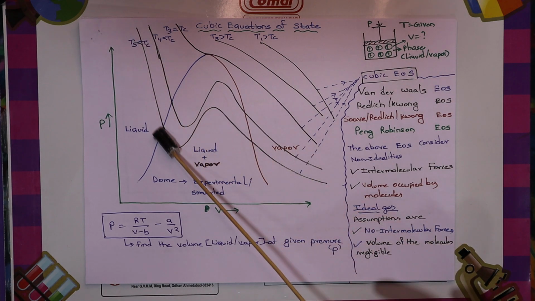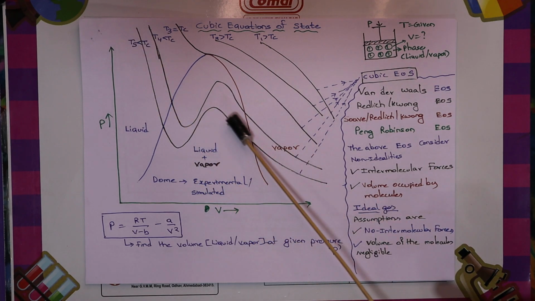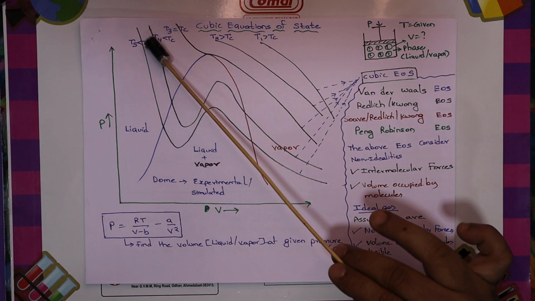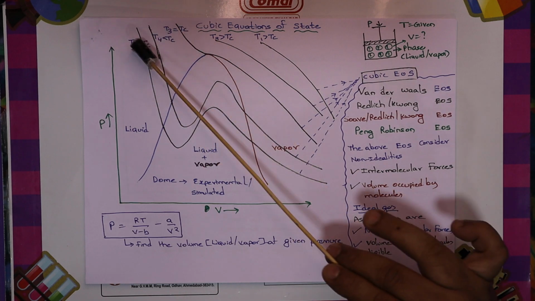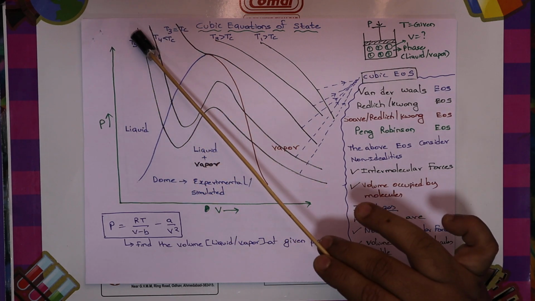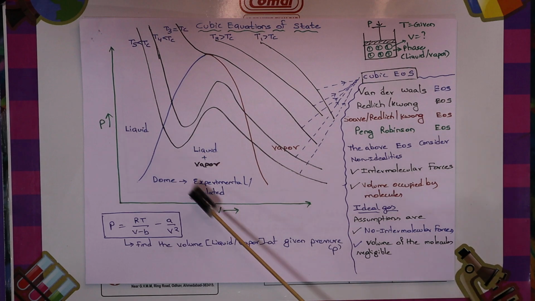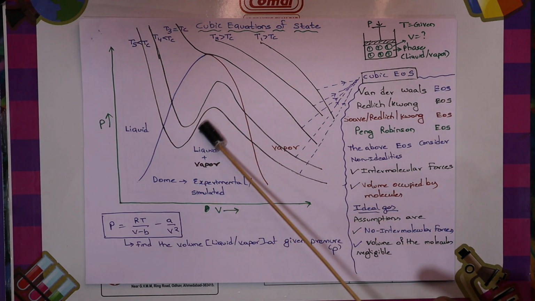Now we are trying to follow this particular curve. Every curve is one cubic equation of state. That is the estimation for the cubic equations of state. Every line is at a constant temperature. For example, this line represents the PV graph at a constant temperature.